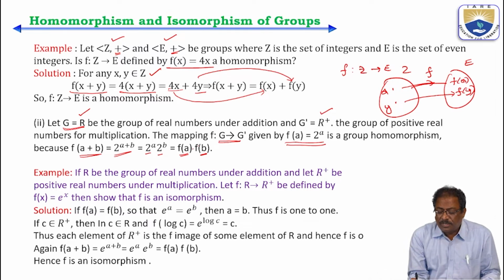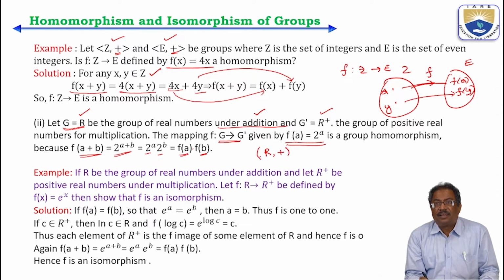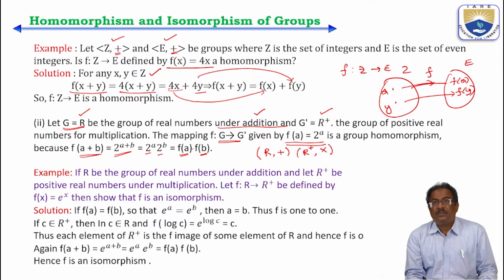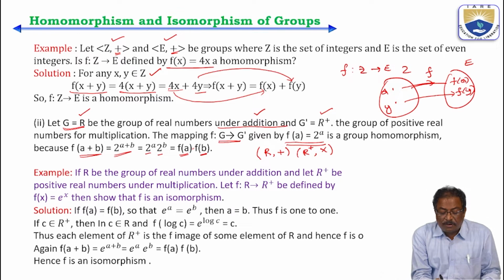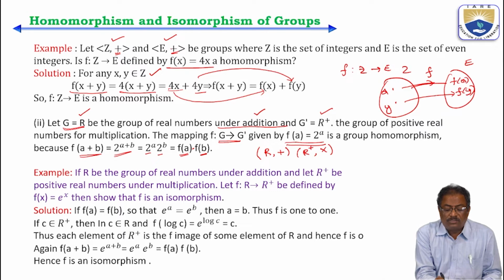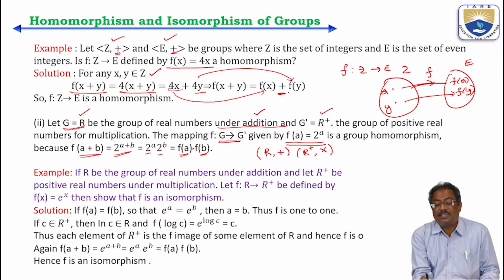Here the first one is the addition binary operation. R is a group under the binary operation plus, and the other group, R plus, is a group under the binary operation multiplication. So for that reason, the multiplication appears here. In the previous one, both binary operations were addition.